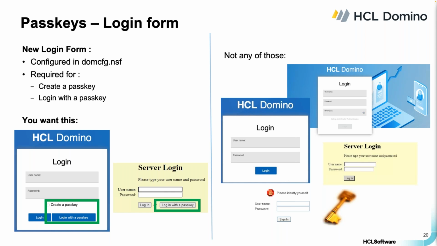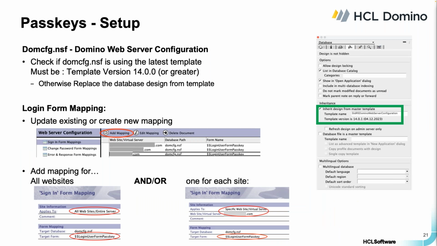And for clarity, what we want to have is the login forms shown on the left and not the login forms that are the screenshots shown on the right. Those on the right are either very dated or do not have the necessary hooks for using passkeys. So how to do that? Well, clearly it's the DOMCFG database. Step one is you need to check whether it's using the latest template. The template version is v14 or greater.